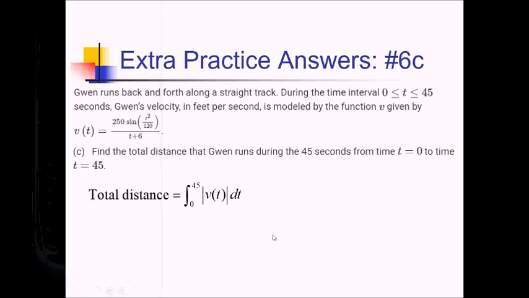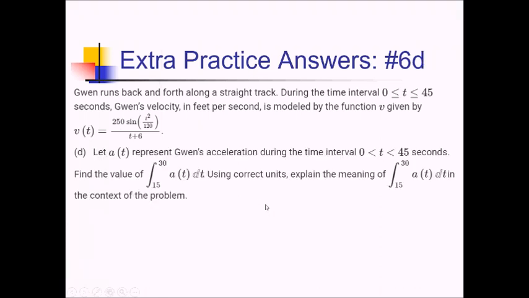250.099. All right, we made it. For the final part of this problem, A of t is Gwen's acceleration from 0 to 45 seconds. They want us to find the value of the integral from 15 to 30 of A of t dt, and then tell us what it actually means.